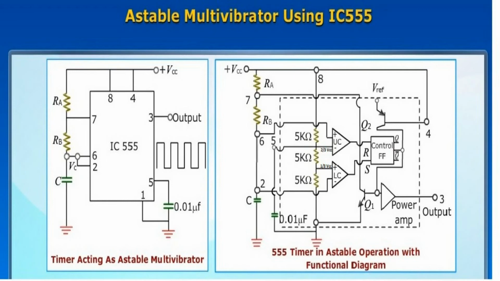The power amplifier output goes to 1 because the SR flip-flop complement output Q bar equal to 0. Hence the power amplifier output goes to high because the power amplifier acts as the inverter. When the transistor is off, the capacitor starts charging from 1 by 3 VCC voltage to 2 by 3 VCC voltage through the resistor RA and RB, and the astable multivibrator output goes to high.